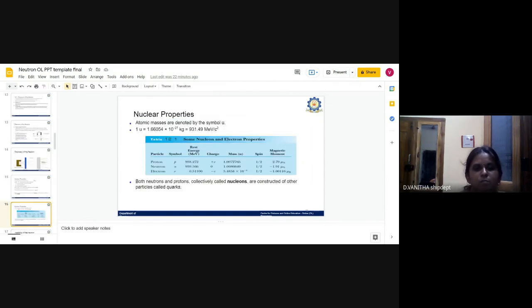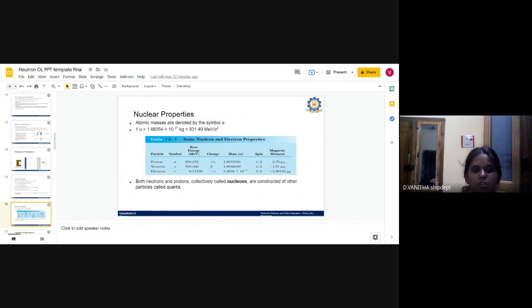The nuclear properties are explained here. Here, all mass is expressed by the symbol u. So 1 u, that is 1 atomic mass unit, equals 1.66054 times 10 to the power minus 27 kilogram. It is converted into million electron volt, that is 931 million electron volt per c squared.